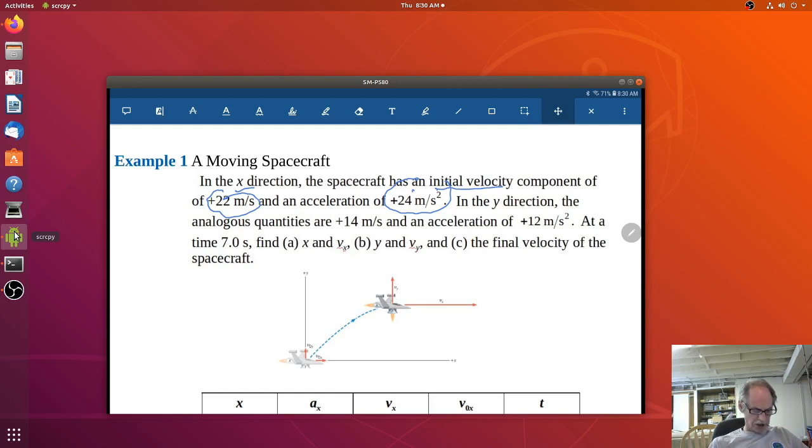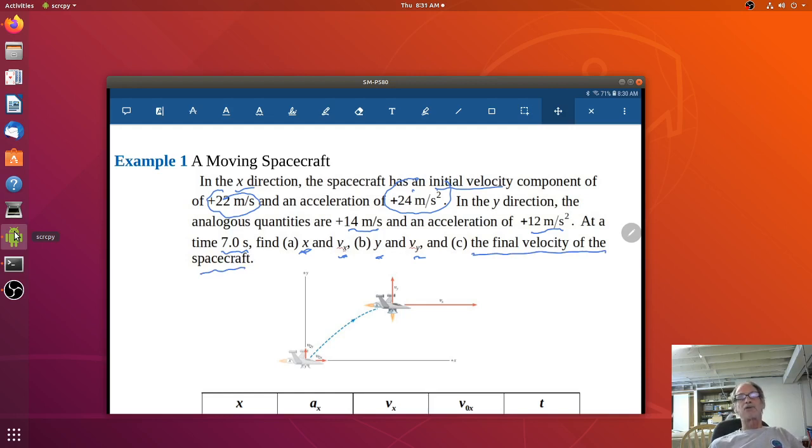In the y direction, the analogous quantities are 14, so that's the initial velocity in the y direction, and it has an acceleration of this. At a time t equals 7 seconds, well, time is the same in the x and y direction, because these x and y motions are taking place simultaneously. Okay, so we're supposed to find its x position, and its x velocity, its y position, and its y velocity when t is equal to 7 seconds. And then the final velocity of the spacecraft.